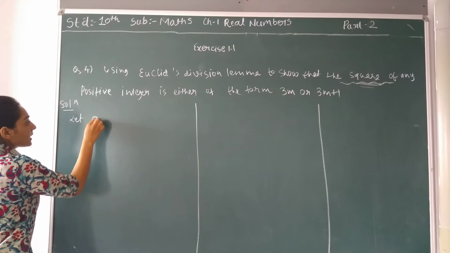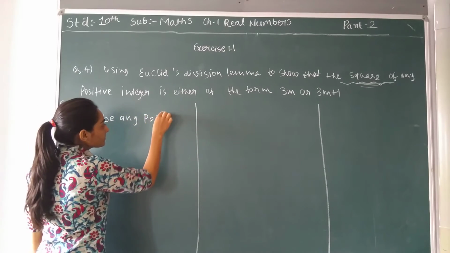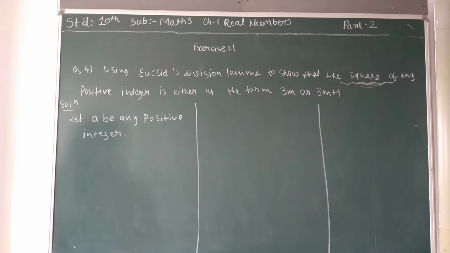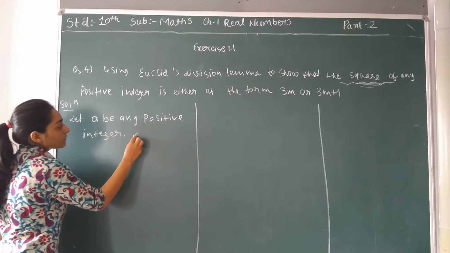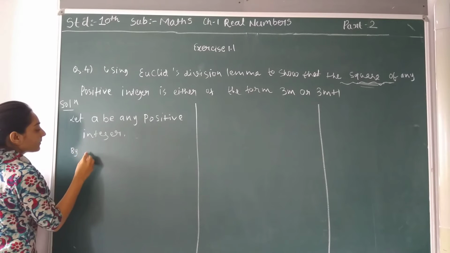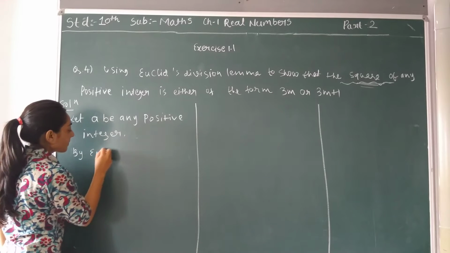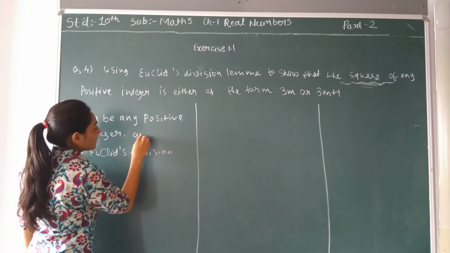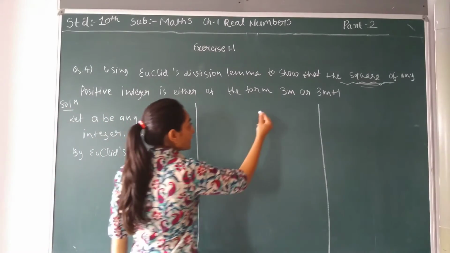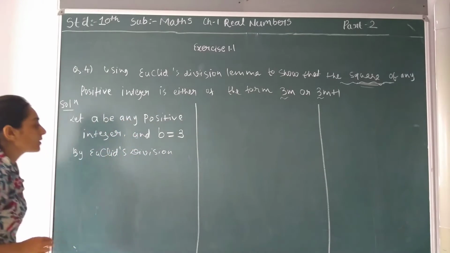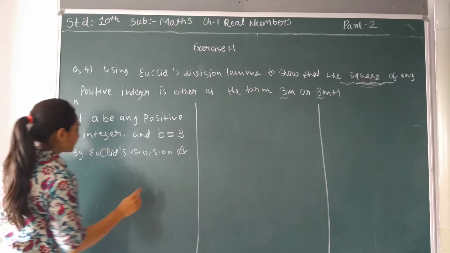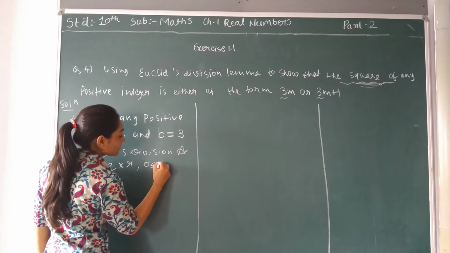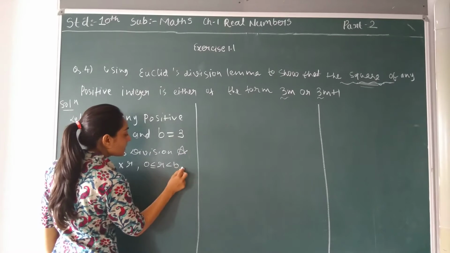So let a be any positive integer. By Euclid's division algorithm, with b equal to 3, a equals bq plus r, where r is greater than or equal to 0 and less than b.